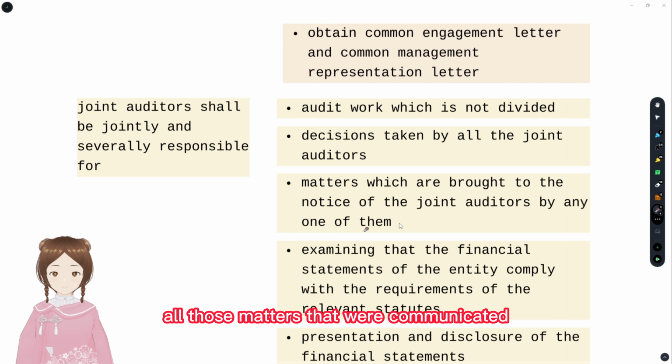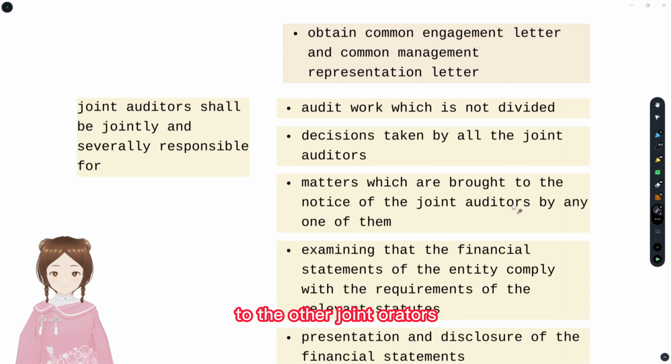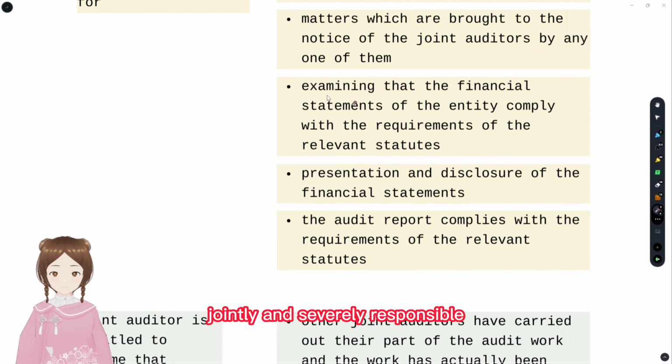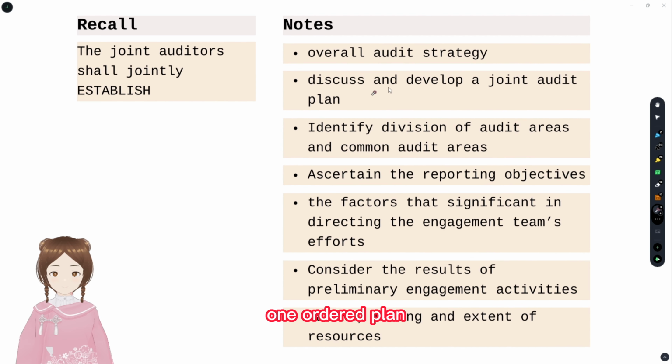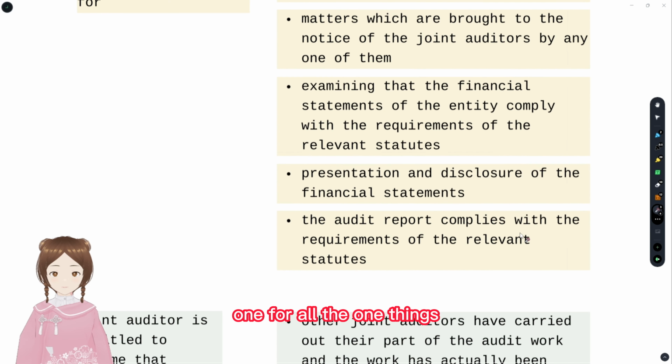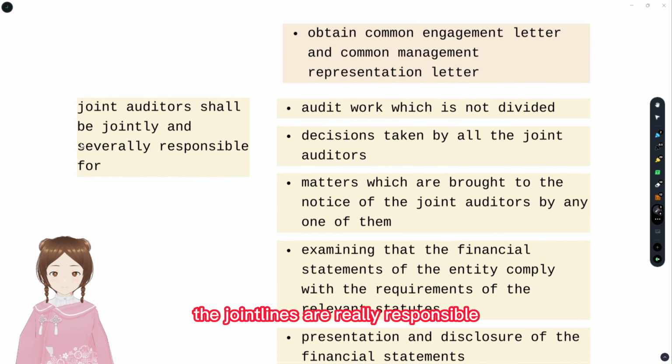All those matters that were communicated. Here, when the work was undivided and when decisions were taken by all, and when the work was divided, but the matters were discussed with the other joint auditors, in all three scenarios, jointly and severally responsible. And examining that financial statements of the entity comply with requirements of relevant statute. As we said, financial statements are one, so they are jointly and severally responsible, because financial statements only one, audit strategy one, audit plan one. For all the one things, they are jointly and severally responsible.